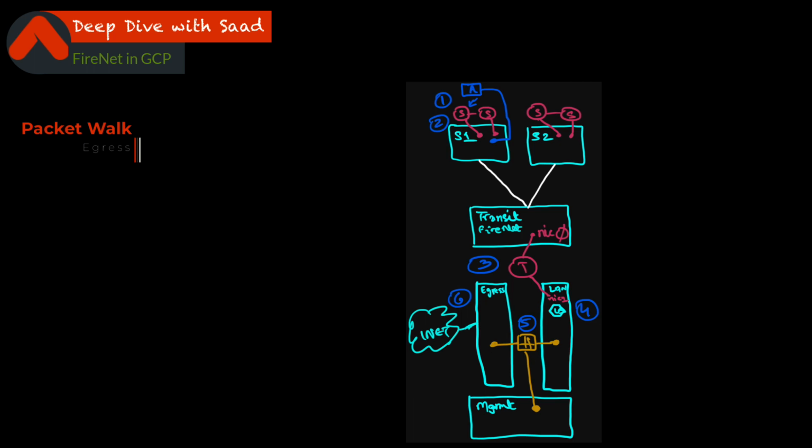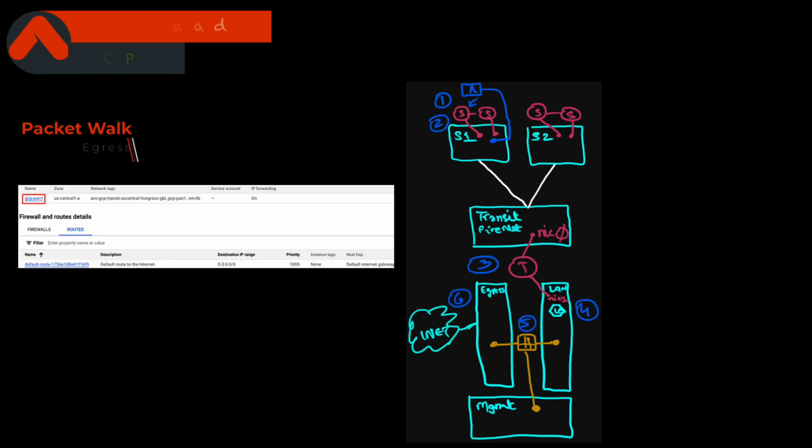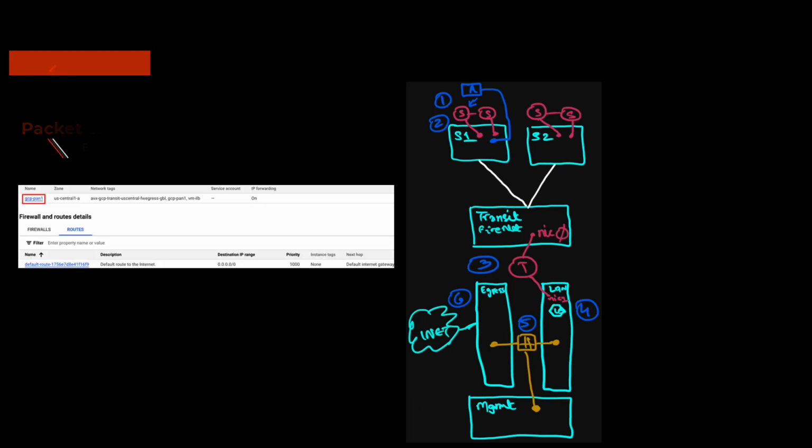Load balancer will perform its hashing and select a firewall for the inspection. Firewall will inspect the traffic as usual, but this time the firewall will also NAT the traffic and use its egress interface, NIC 0, to reach the internet.